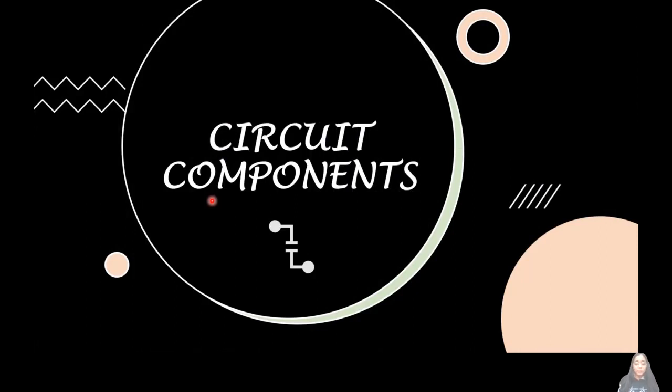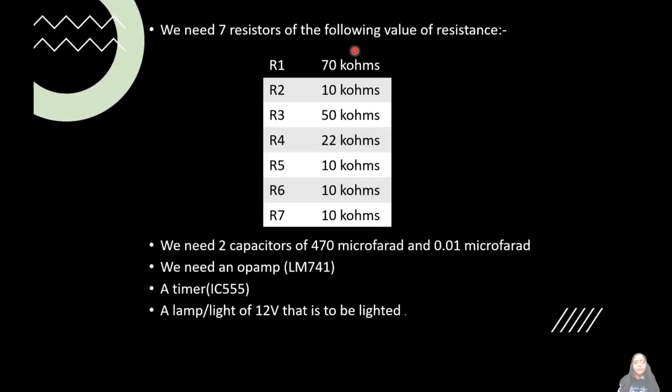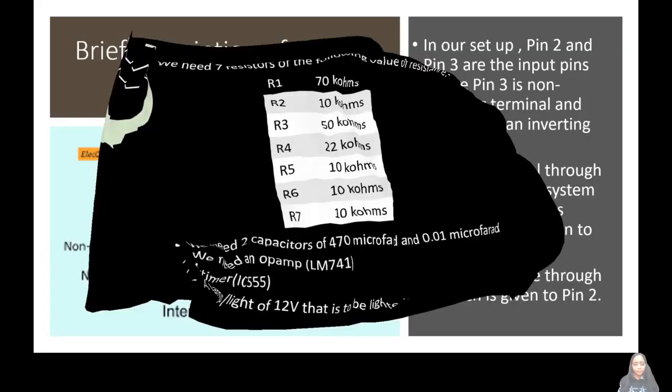Now, more about the circuit components that we are using. We need 7 resistors of the following values of resistances: R1 being 70 kilo ohms, R2 of 10 kilo ohms, R3 of 50 kilo ohms, R4 of 22 kilo ohms, R5, R6 and R7 each of 10 kilo ohms. We need 2 capacitors of 470 microfarad and one of 0.01 microfarad. We need an op-amp, which in our case is LM741. We need a timer, which here is IC555, and obviously a light of 12 volt that is to be lighted.